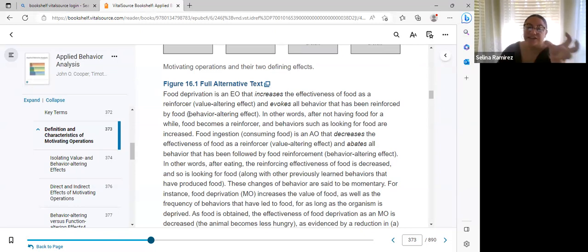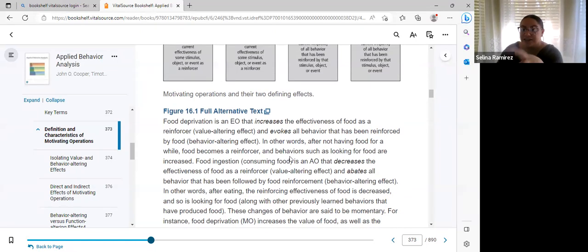So because you manipulated the EO, it changed the behavior. So you increased and then evoked all behavior reinforced by food. In other words, after not having food for a while, food becomes a reinforcer, and behaviors such as looking for food are increased. Okay, so you did both at the same time, basically.